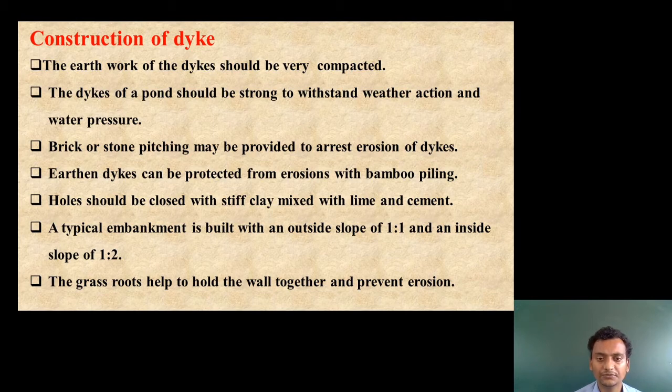The holes of the pond should be filled or plugged using clay mixed with lime or cement. A typical embankment is built with an outside slope of 1:1 and an inside slope of 1:2. 1:2 means 2 meters in width and 1 meter in height. On the surface of the dike, grasses should be planted or rooted, which will protect the dike from erosion. The plantation of trees should be avoided.